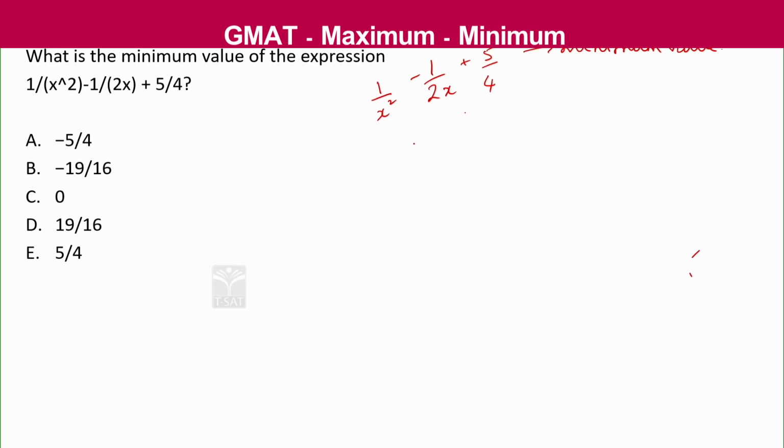So let's say some constant k is equal to 1 by x. Then how can you rewrite this equation? It is 1 by x square, that means it is k square, minus 1 by 2x, that is 1 by 2 into 1 by x, that is k, plus 5 by 4. Okay, so this is in the form of a square minus 2ab. If you can write it in the form of a square minus 2ab plus b square, you can write it in a whole square form.